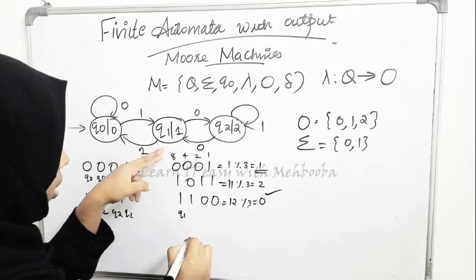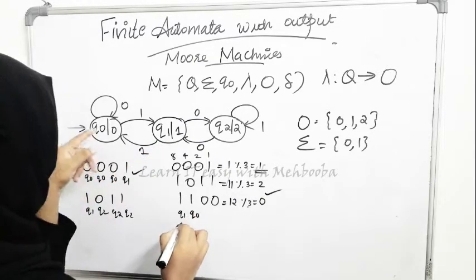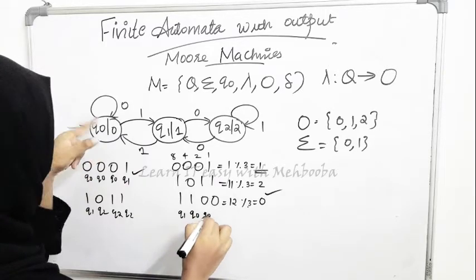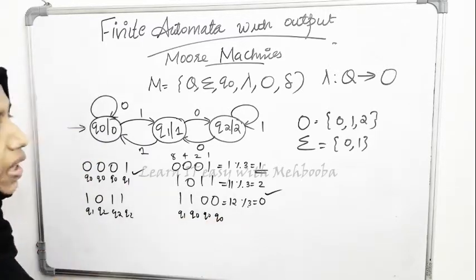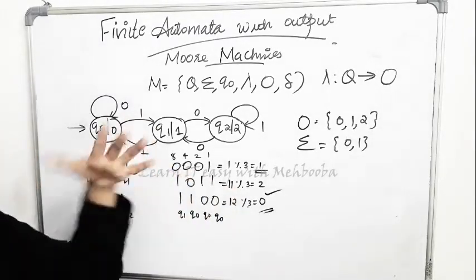When you get one more 1, you are at q0. Now when we get 0, you are at q0, and when you get 0, you are at q0. Yeah, that's it. So 0 is the modulus, and that is right. Yeah, this is how it works.